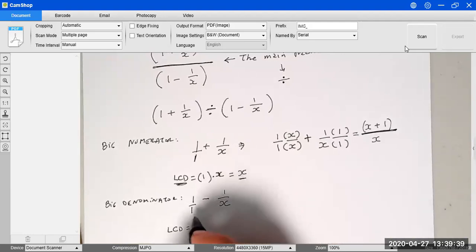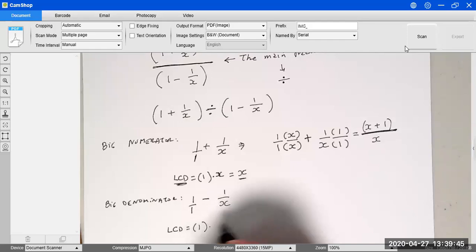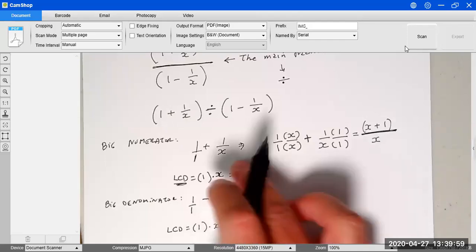So I need to look for a least common denominator. And it's going to be obtained by multiplying the first denominator and every other factor from the other denominator that is not already included in the previous factor. So in this case, it's just x. So my least common denominator is going to be again x, as in the first case.